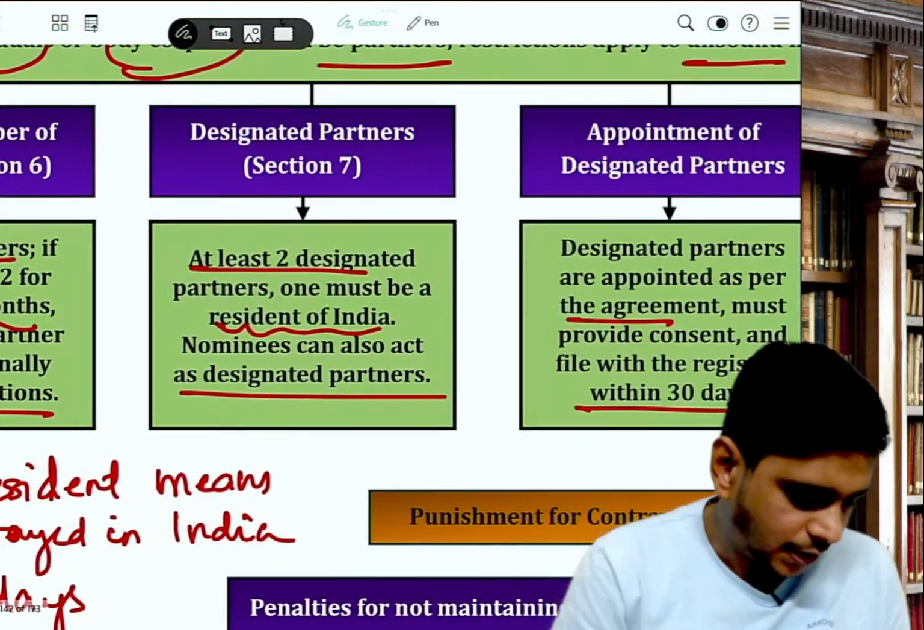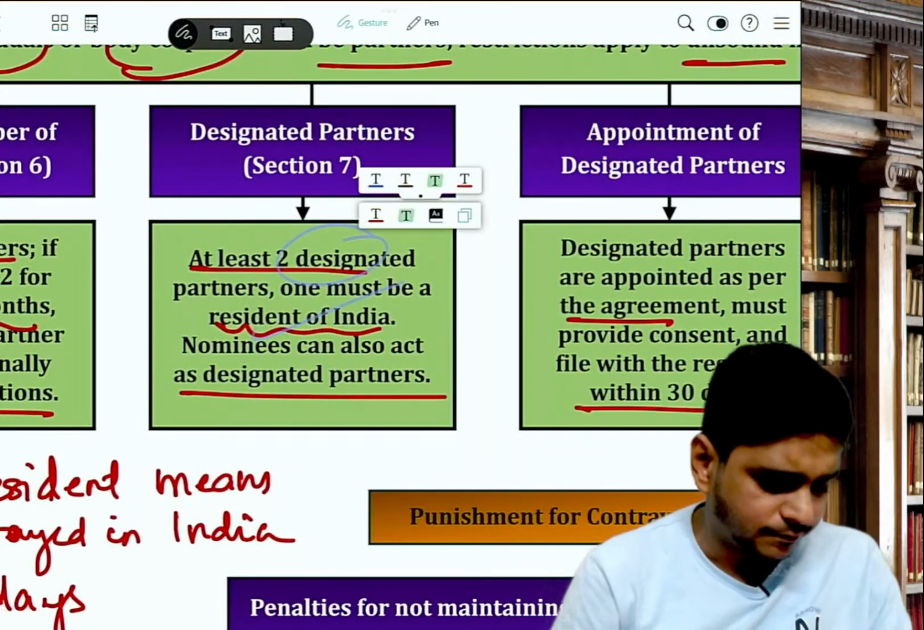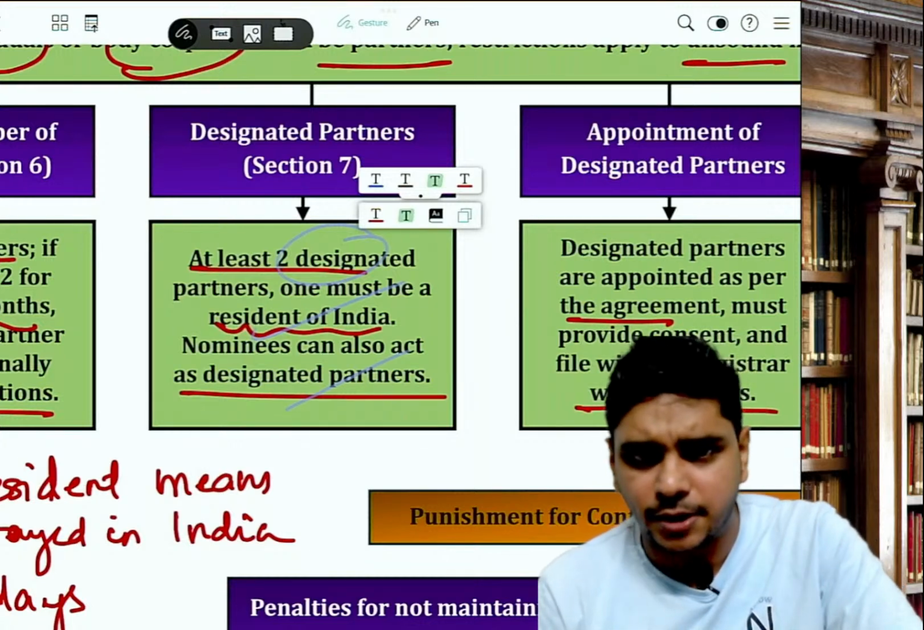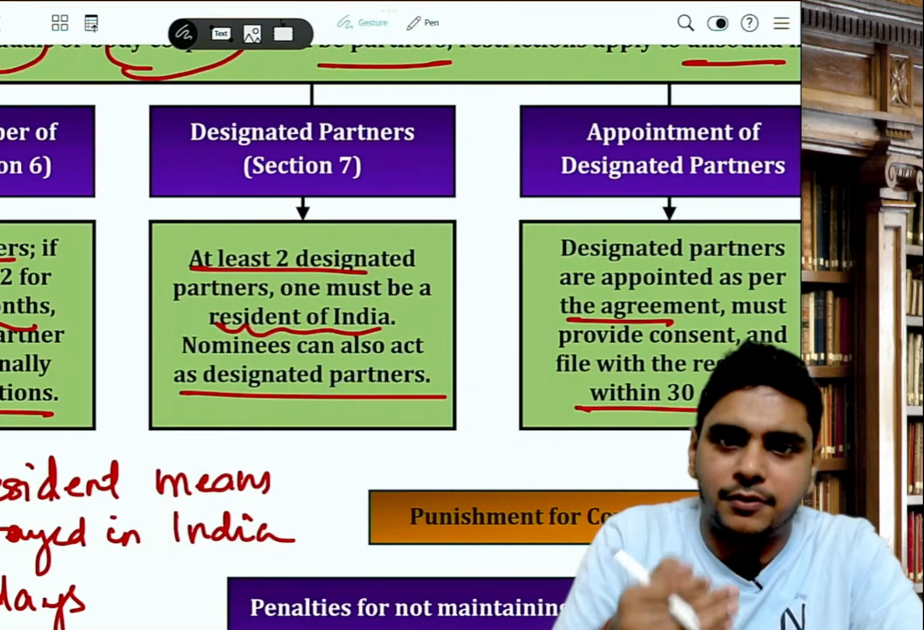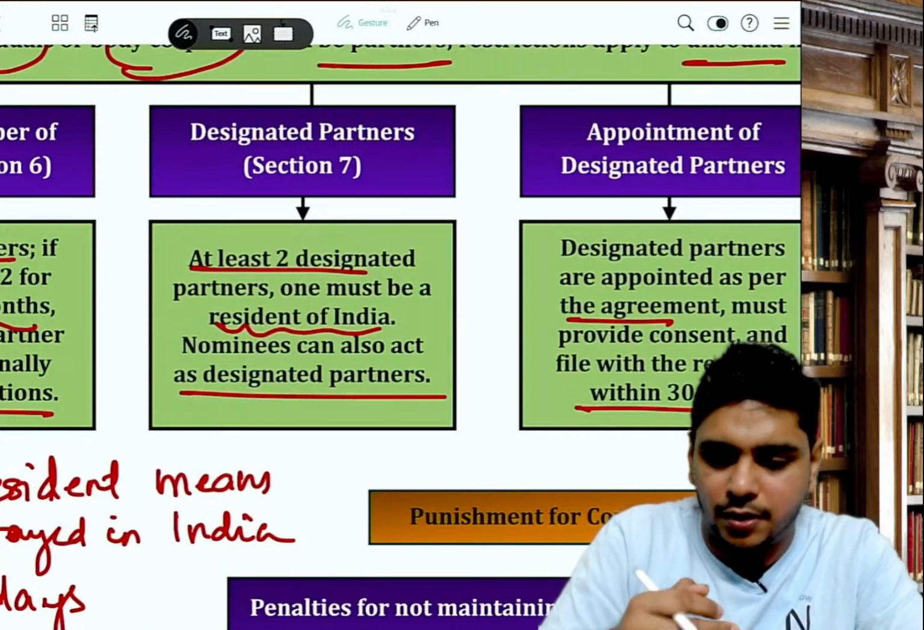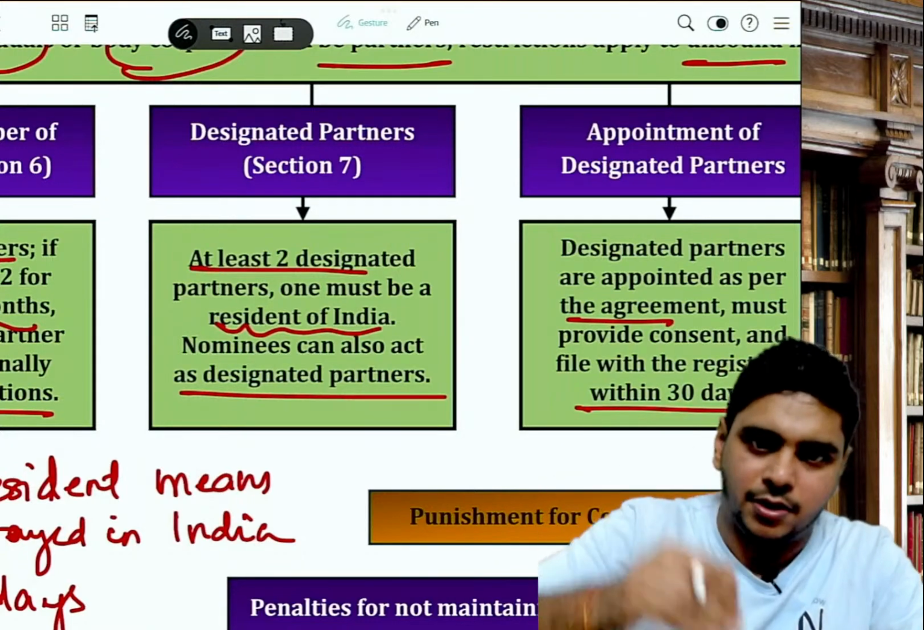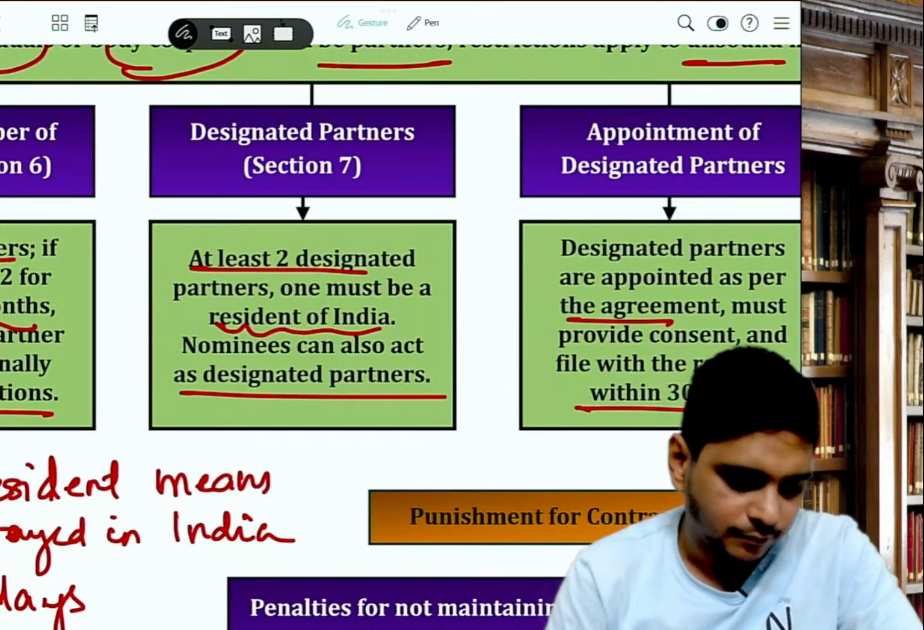Then, at least 2 DPs, one must be resident of India. A nominee can act as a designated partner. So a body corporate will not be a DP. A body corporate cannot become a DP. It will nominate somebody, and that nominee will become the DP.